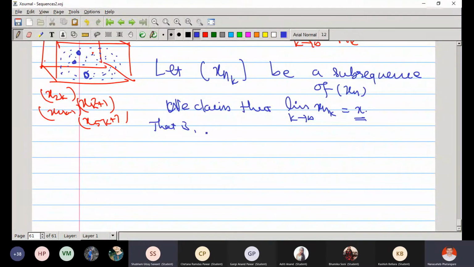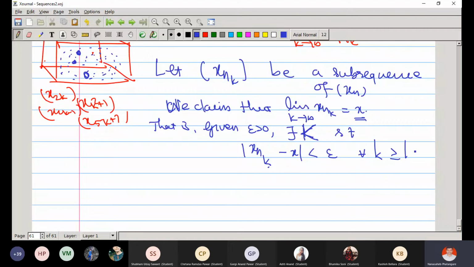That is, given epsilon greater than 0, we can find K. There exists K, this is a capital K. Remember this. There is K such that |x_{n_k} - x| is less than epsilon for all small k greater than or equal to this capital K. If we achieve this, then what we can say is, as k tends to infinity, x_{n_k} tends to x. Am I right? So this is our claim.